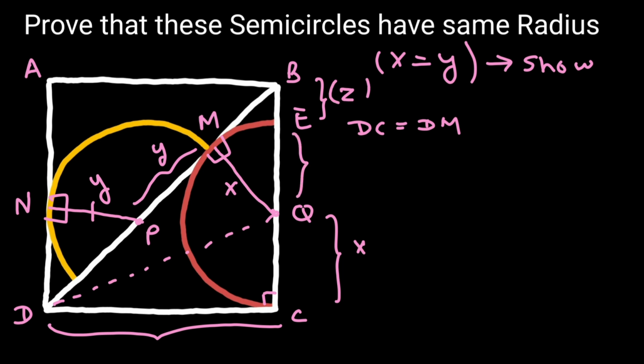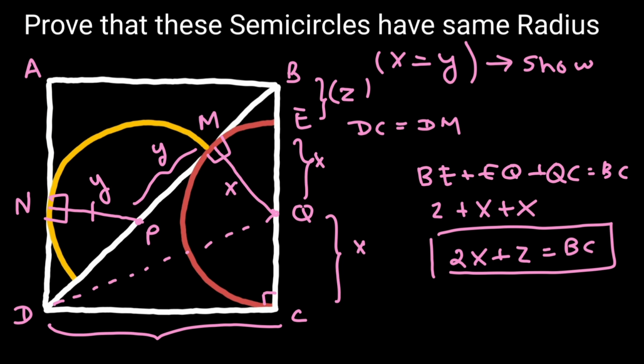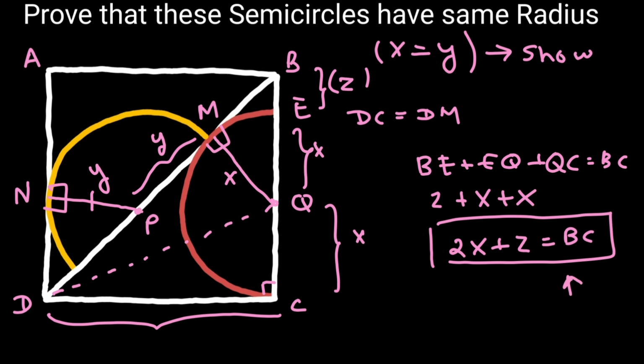Now the length from E to Q is the radius of this red semicircle, hence it would have a length x. Therefore the complete length from B to C can be written as BE plus EQ plus QC, and that is equal to BC. This will simply turn out to be Z plus X, plus X, that is 2x plus Z, and this is the length of BC, that is the side length of the square. So here we have got the side length of the square, and that is 2x plus Z. Therefore the length of DC would be equal to 2x plus Z.